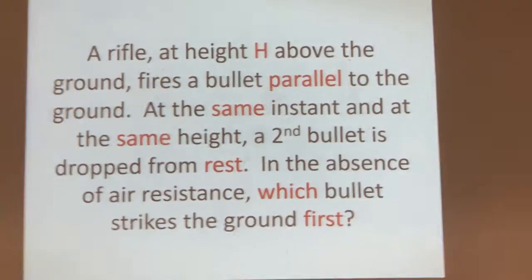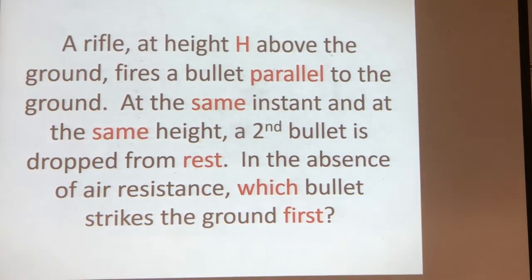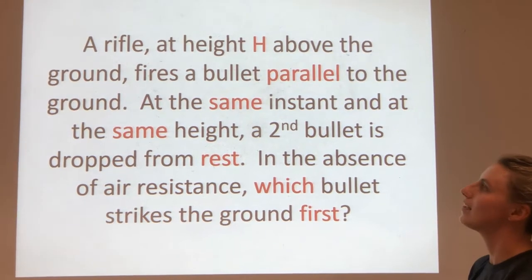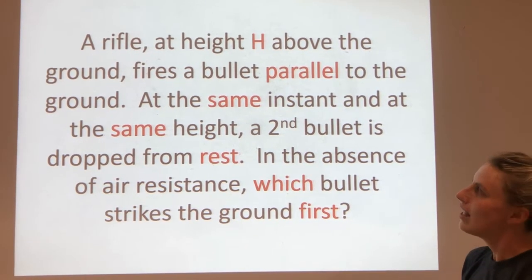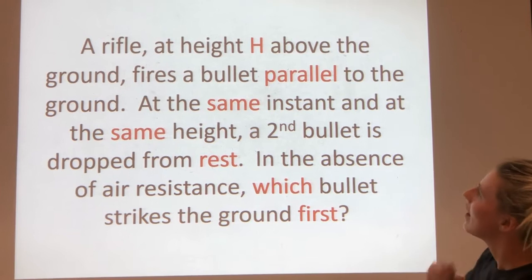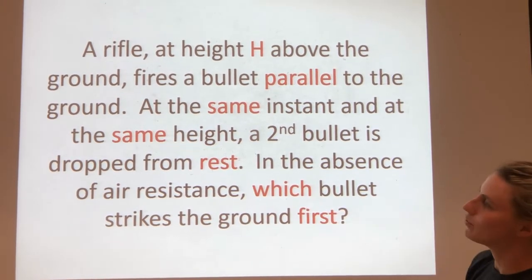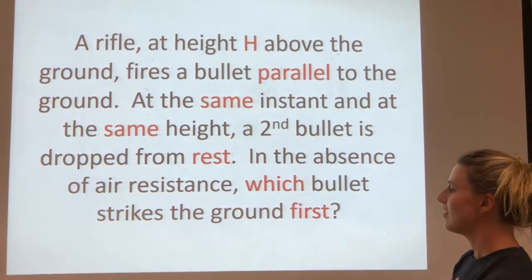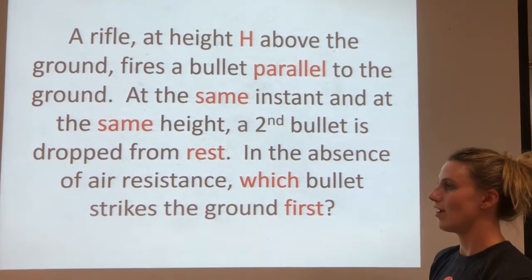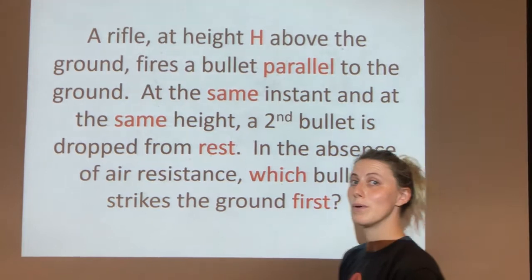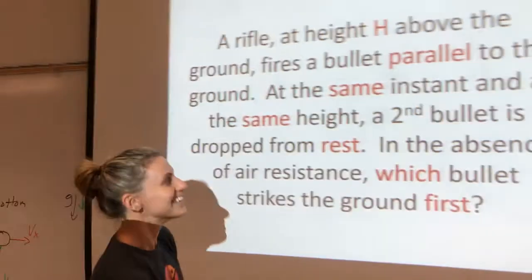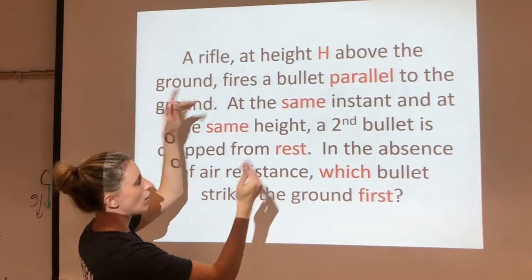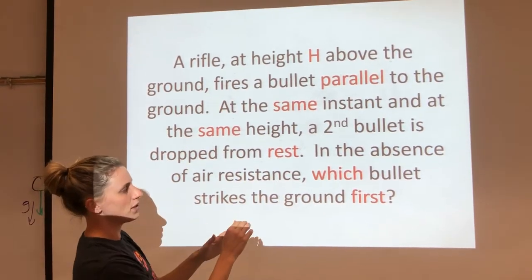So, my question for you. A rifle at height h above the ground fires a bullet parallel to the ground. At the same instant and at the same height, a second bullet is dropped from rest. In the absence of air resistance, which bullet strikes the ground first? In the absence of air, everyone suffocates. Okay, everything we know is a lie. Pause the video or write down what you think this is.